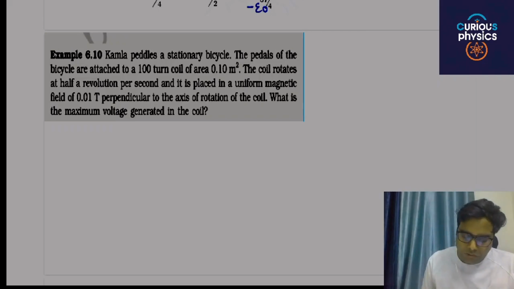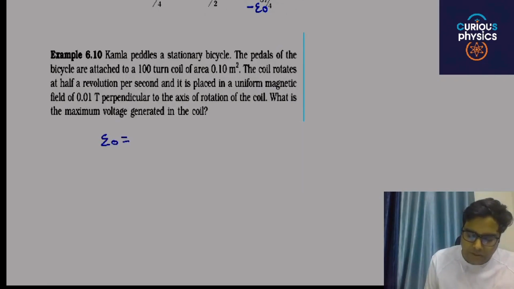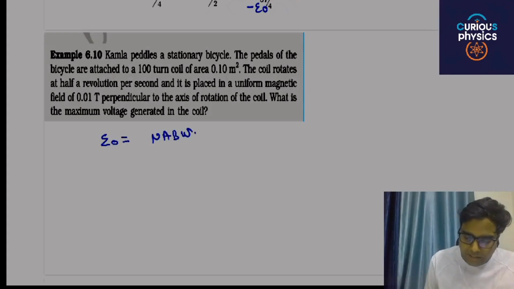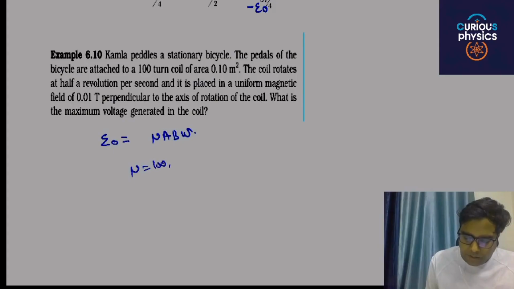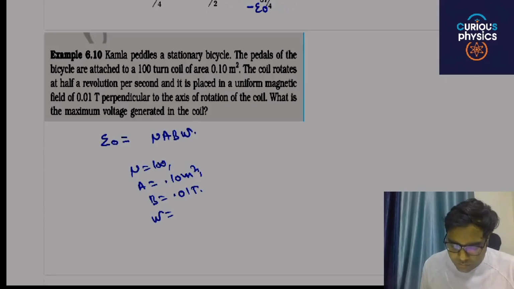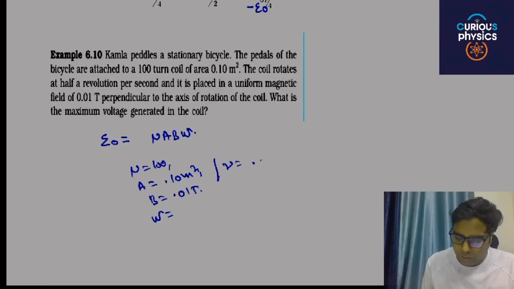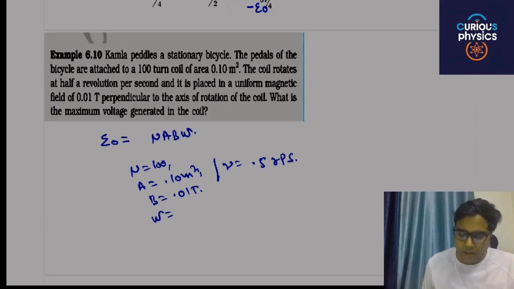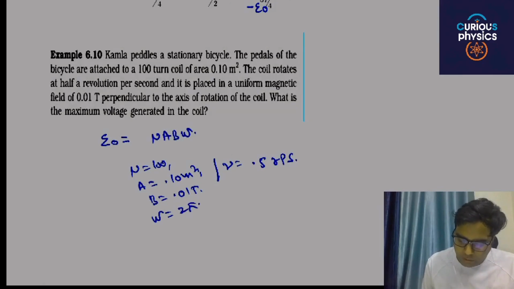You have to find the value of maximum voltage, and maximum voltage is NABω. Here N is given, N is 100. Area is also given, 0.10 meter square. Magnetic field is also given, 0.01 Tesla, and omega means angular speed, and here frequency is given. Frequency is half revolution per second. So you can easily find the value of omega. Omega is nothing but 2π into frequency.